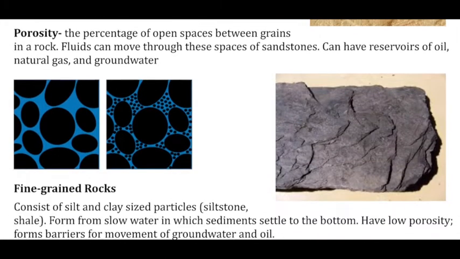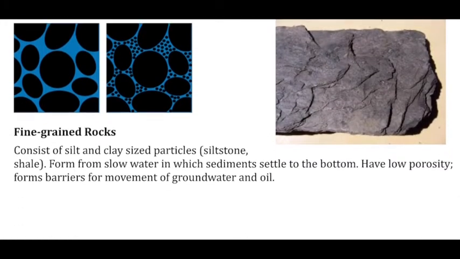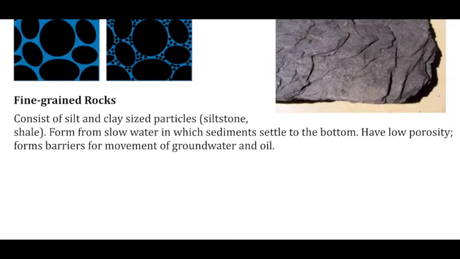The last one is fine-grained rocks, and fine-grained rocks usually are something smaller than sand. So clay size, okay, clay is the squishy mud that you would have on the bottom of a pond, or silt. Silt is that almost dust that is wet on the bottom of a river or pond. When those come together, you end up with mudstone or siltstone.